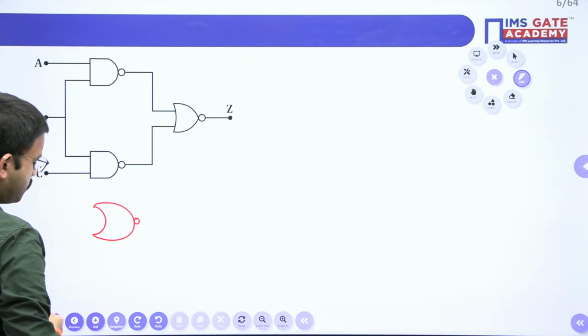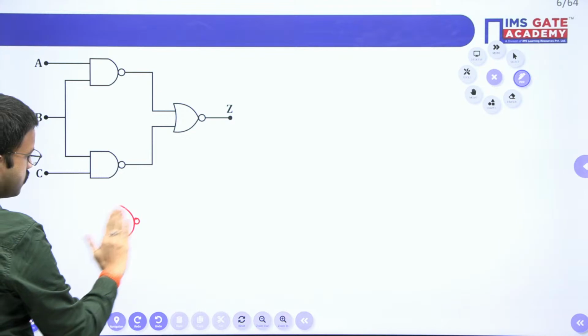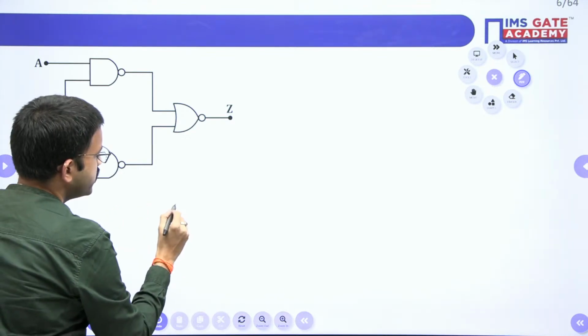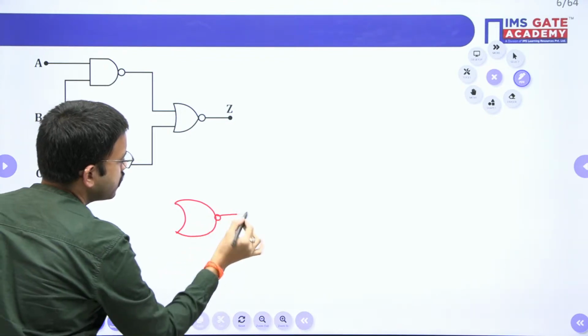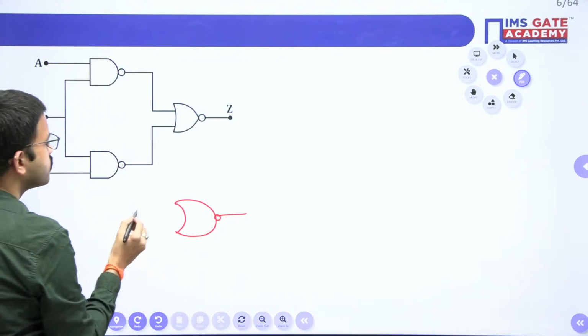Just one second. I am redrawing the circuit once again in another form. Can I redraw like this or not? All of you please respond.